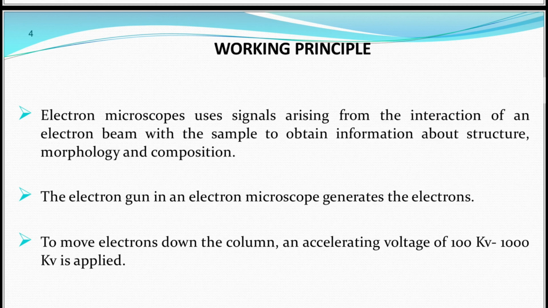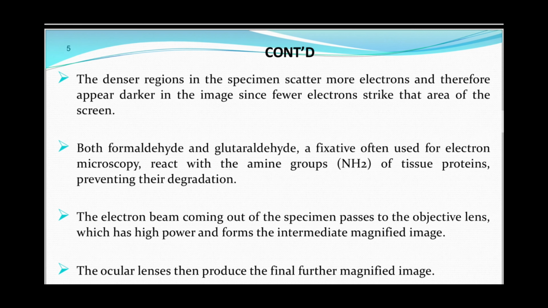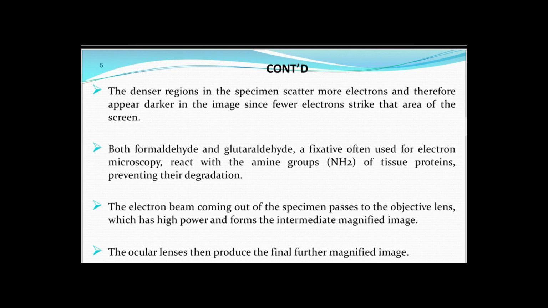To move electrons down the column, an accelerating voltage of 100 kV to 1000 kV is applied. The denser regions in the specimen scatter more electrons and therefore appear darker in the image, since fewer electrons strike that area of the screen.